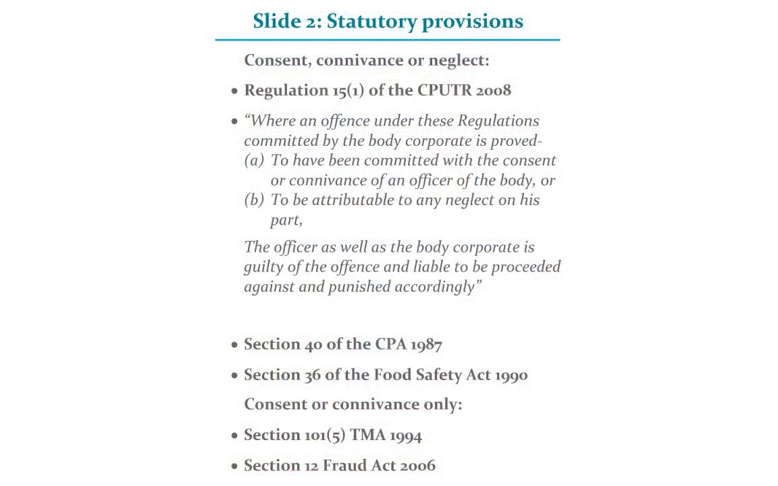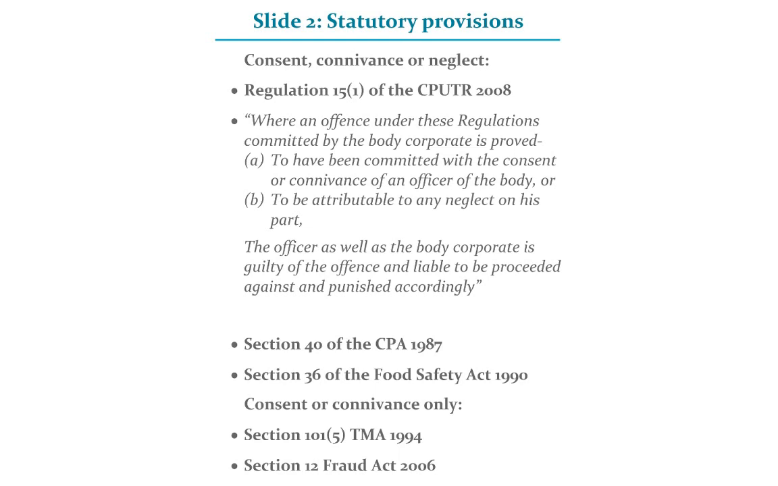So those are the areas that we're hoping to cover this morning. And if I could immediately turn to slide 2. Slide 2 sets out a statutory provision, and the provisions are found in numerous pieces of legislation. The example that I've put on the screen is Regulation 15 from the CPUTs. Regulation 15 says, where an offence under these regulations committed by a body corporate is proved A, to have been committed with the consent or connivance of an officer of the body, or B, to be attributable to any neglect on his part, the officer as well as the body corporate is guilty of the offence and liable to be proceeded against and punished accordingly.